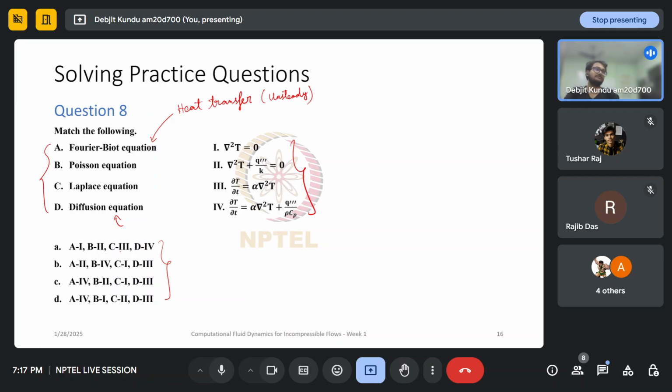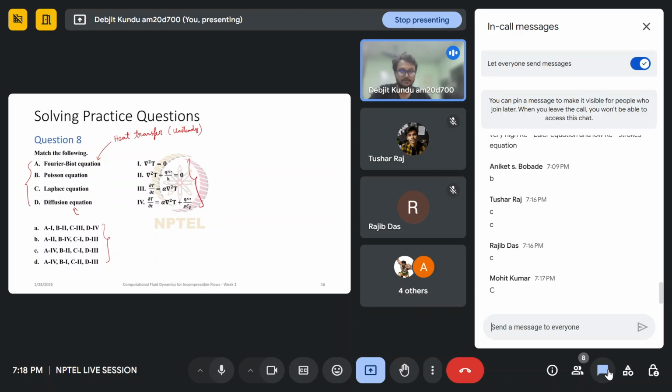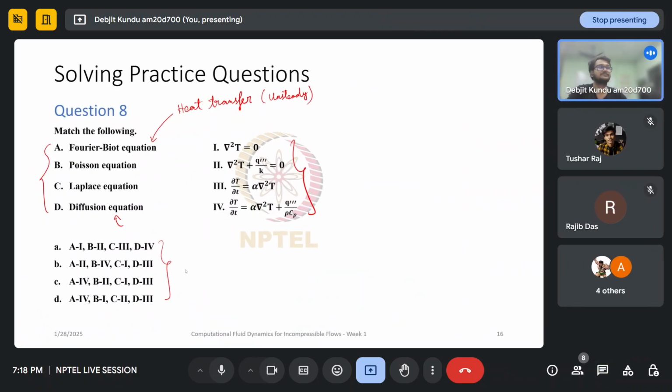So option A is A1, B2, C3, D4. Option B is A2, B4, C1, D3. Option C is A4, B2, C1, D3. And option D is A4, B1, C2, and D3. Okay, so we have a lot of responses in favor of option C. Right, in favor of option C. Take your time, try to do this carefully.